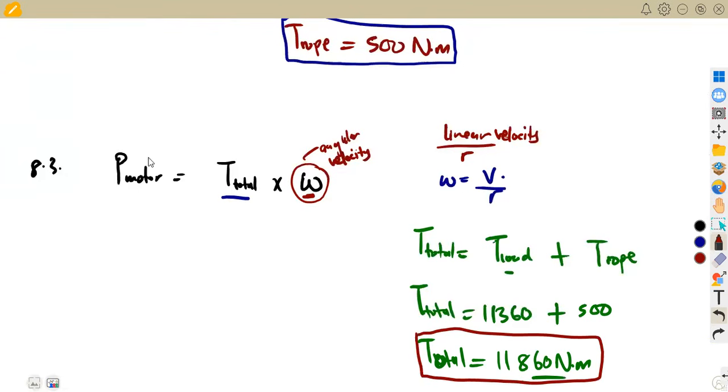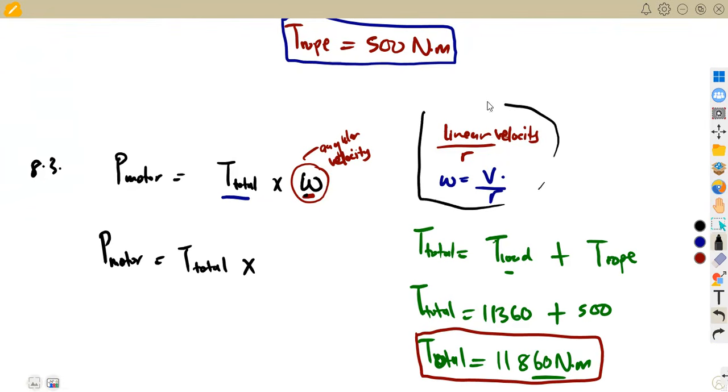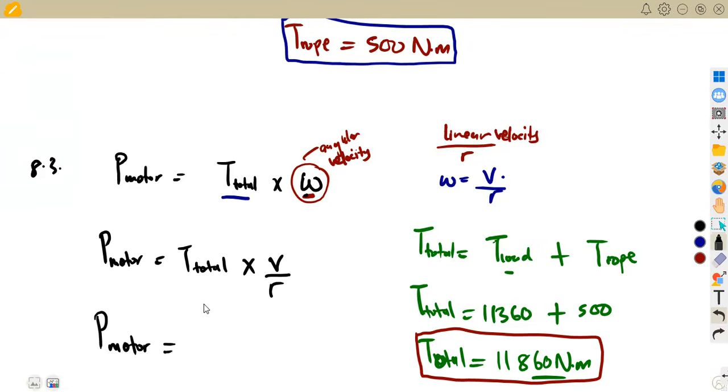With this total torque that we are given, we are going to use it now to calculate the power of the motor. Remember, I said the power of the motor is going to be the total torque, in this case T total, multiplied by the angular velocity. But we said angular velocity in terms of linear velocity is the linear velocity over the radius. So we are going to obtain the total power affecting the motor in this case.